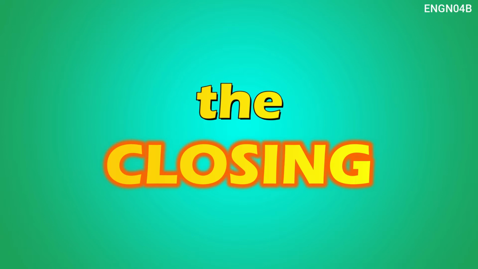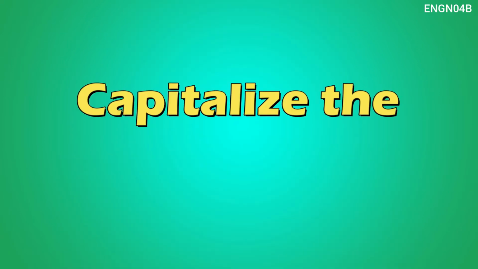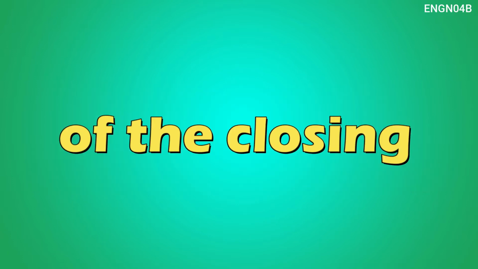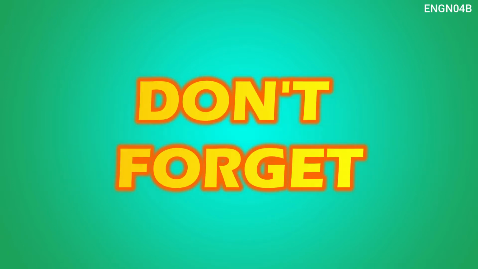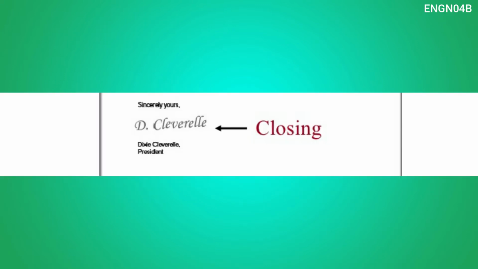Part 6. The closing. The closing begins one line after the last body paragraph. Capitalize the first word of the closing and follow it with a comma. Don't forget to leave a space for the signature: 4 lines between the closing and the sender's printed name.